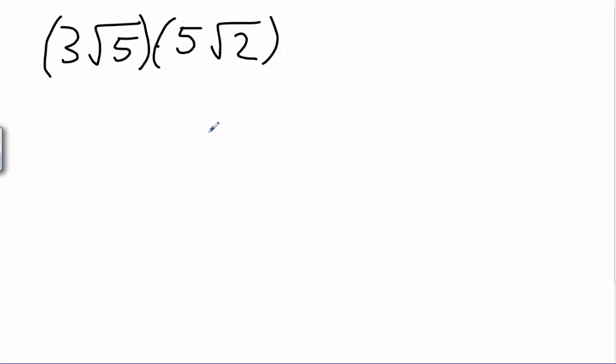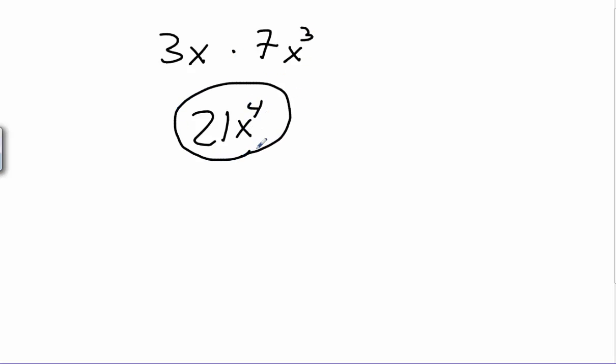Before I show you this, let's go back to if we multiply a 3x times a 7x to the third. Everyone knows the way that we do this is you multiply the number by the number, so 21. Then you multiply all the variables that are the same by each other. So x times x to the third becomes x to the fourth. We get 21 x to the fourth.